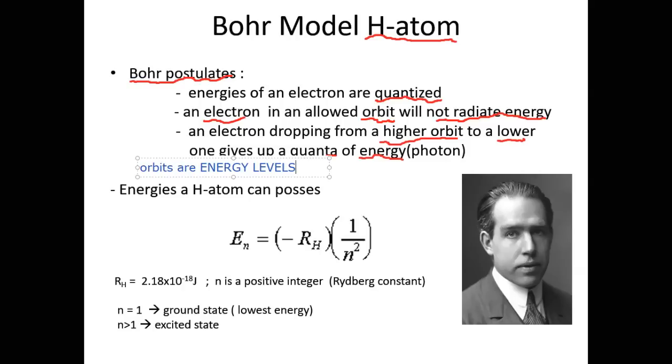So as an electron moves between energy levels, if it goes from a higher energy level to a lower energy level, it emits energy. And we can actually calculate the energy for a particular energy level by using this equation here. So the energy of an energy level is equal to some constant times 1 over n squared, and n is the energy level.